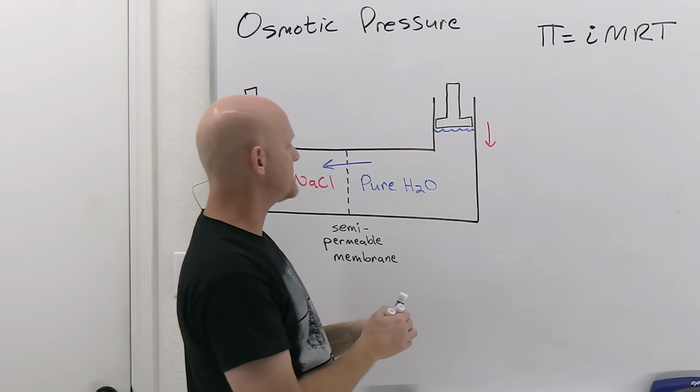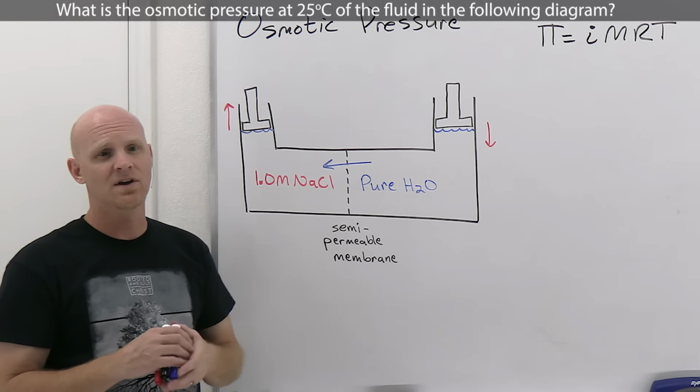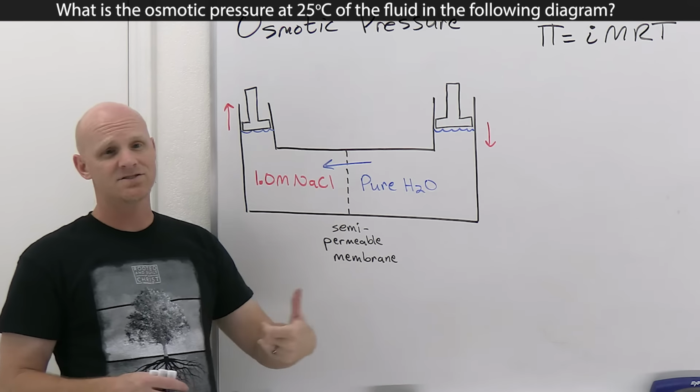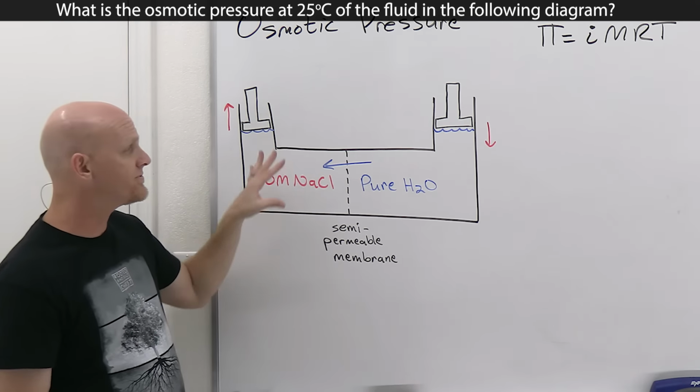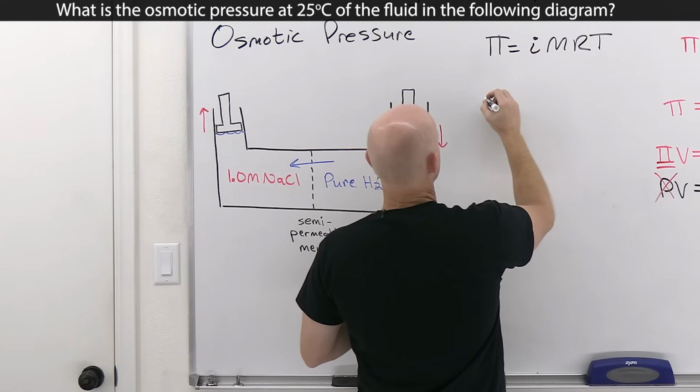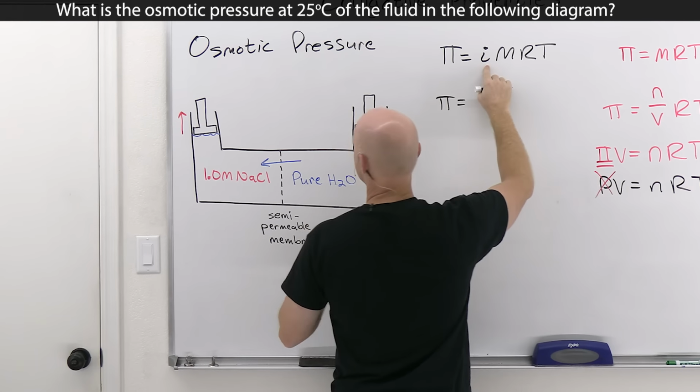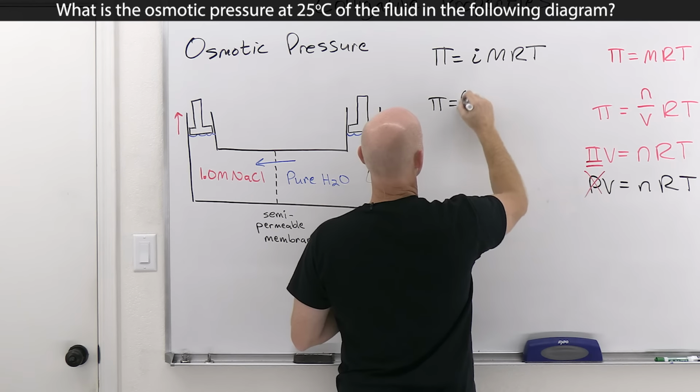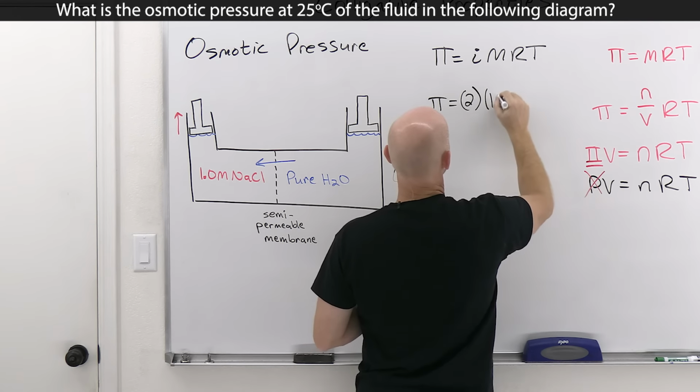So let's calculate this out. In this case, the question we're actually answering is, what is the osmotic pressure at 25 degrees Celsius of the fluid in this diagram? And so in this case, we've got a Van't Hoff factor for NaCl of 2. The molarity was 1 molar.